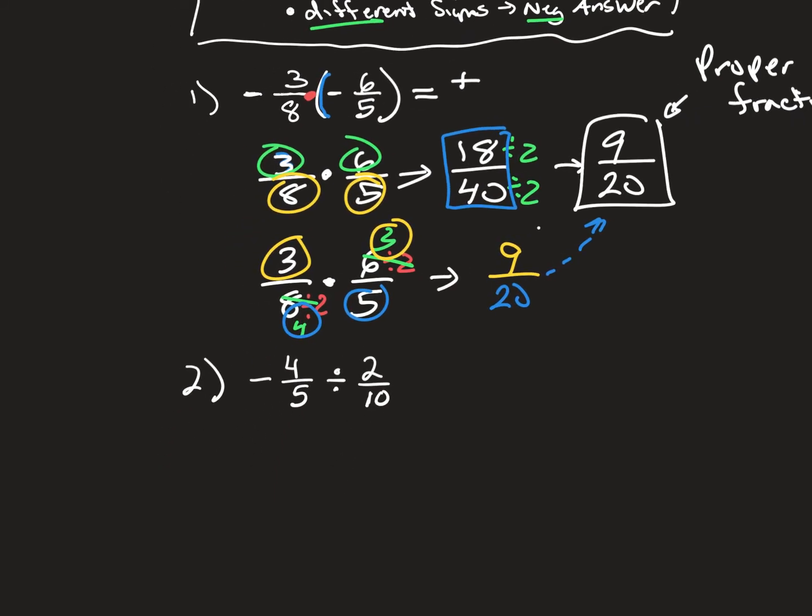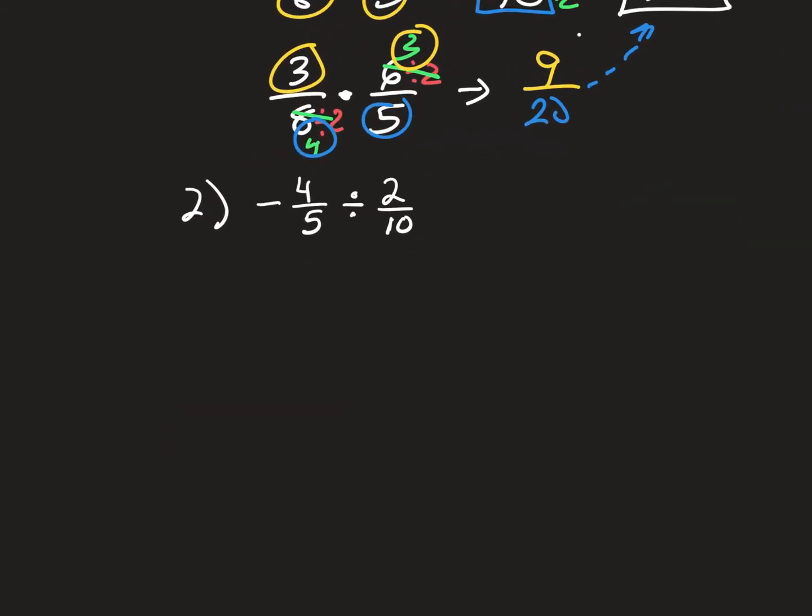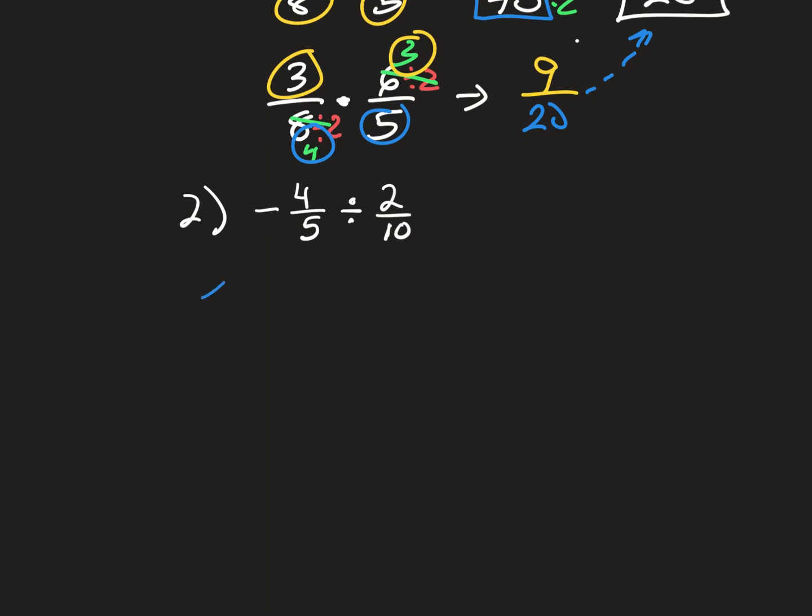What about number 2? In number 2, it's a division problem, but what about the signs? We're multiplying a negative times a positive. So we already know our answer is going to be a negative answer. So we can just go ahead and divide the 4/5 divided by the 2/10. So remember, we keep the first fraction the same. We change division to multiplication as long as we reciprocate or flip the second fraction. So that gives us 10 over 2.